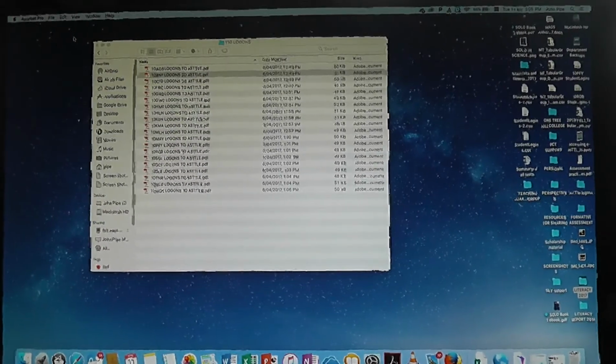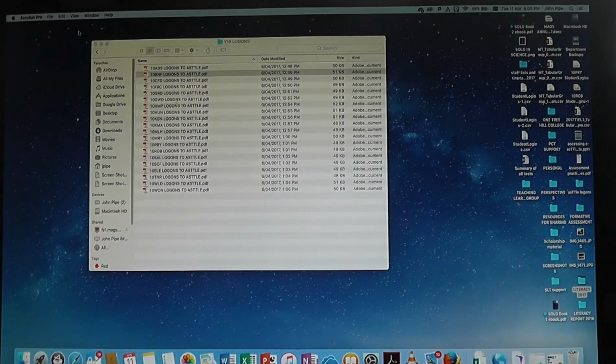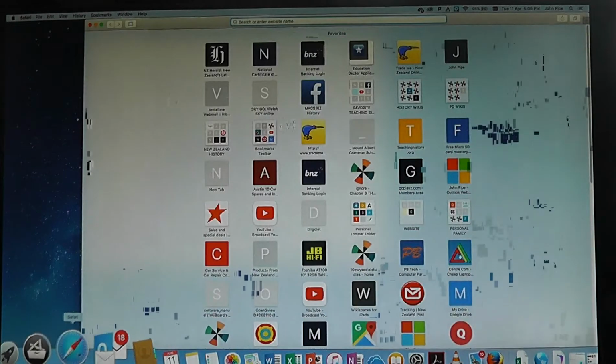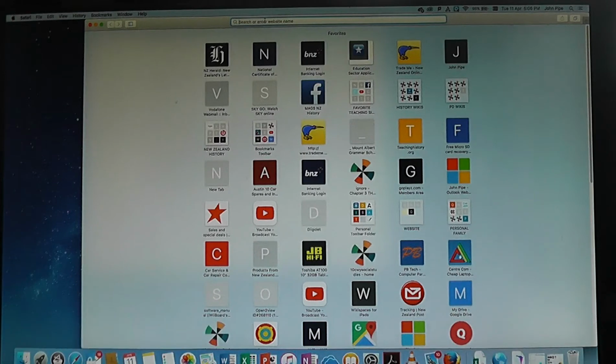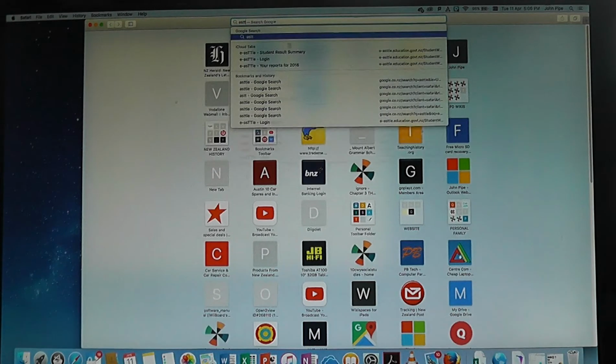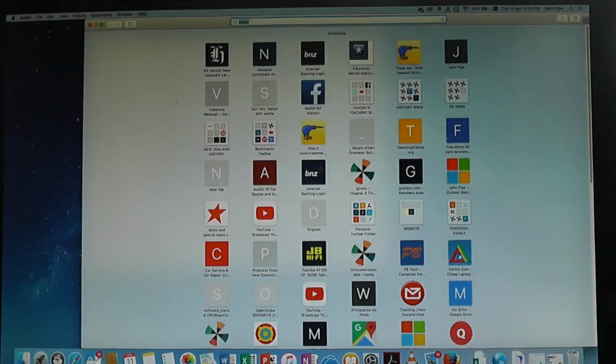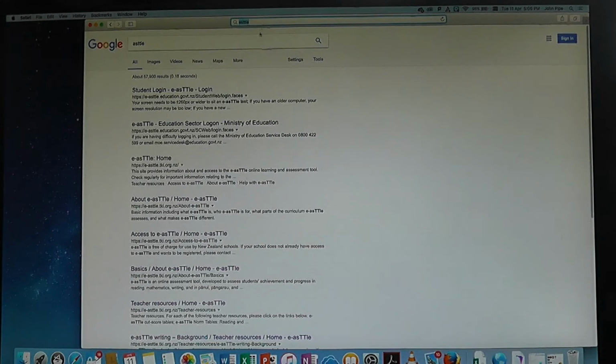Okay, this is how to access your individual asTTle logins for your classes. This little video can be shown to the class. It'll step them through it. So they go to Safari, and it is probably best for Safari for reasons that I won't go into now, just the way the browser works. And you just Google asTTle.